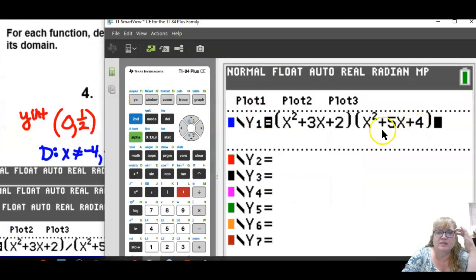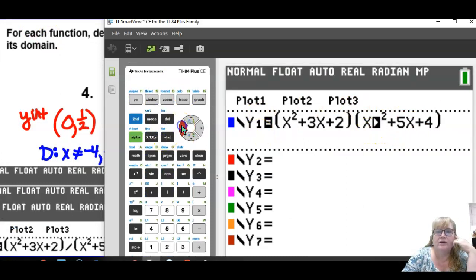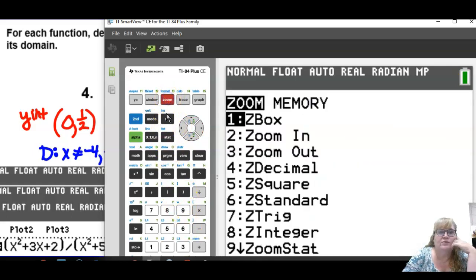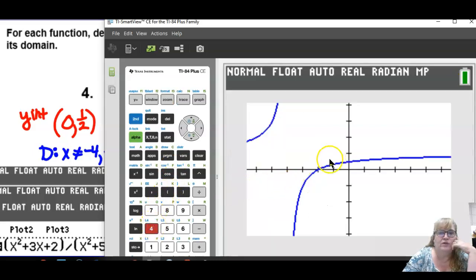All right, so I typed this into the, oh, I forgot the divide. Okay, I'm going to go back here, and I'm going to do second delete, which is insert, divide. There we go. Now it's got the divide in there. Then I can do just a zoom standard. That's what it looked like. I did a zoom decimal, which is 4, and it showed the whole thing a little better.